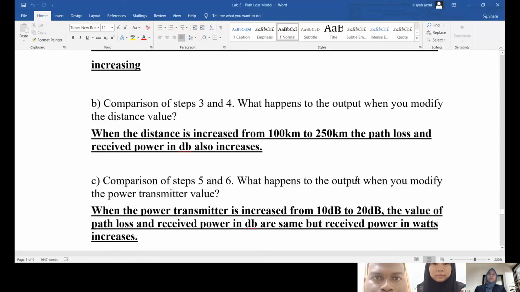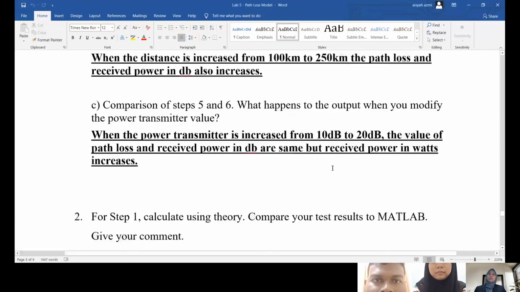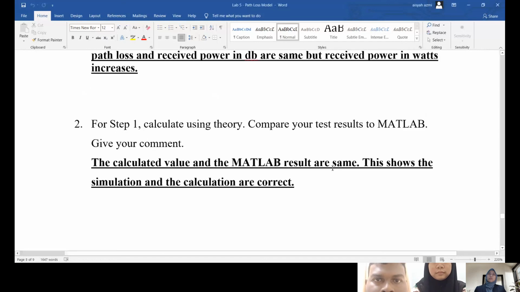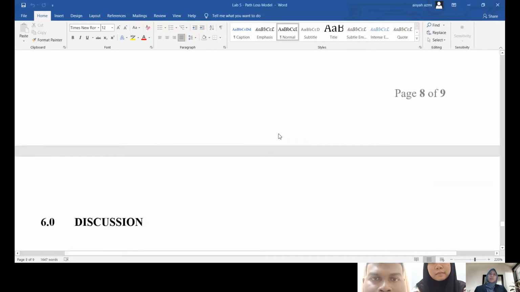The third question is comparison of step 3, step 5 and step 6. What happened to the output when you modify the power transmitter value? When the power transmitter value is increased from 10 dB to 20 dB, the value of path loss and receive power in dB are the same, but receive power in watts will be increasing. Next, number 2, for step 1, calculated using theory, compare your test result to the MATLAB and give your comment. The calculated value from the MATLAB and the manual calculation are the same. This shows the simulation and calculation are correct. So next will be continued by Ainatika.